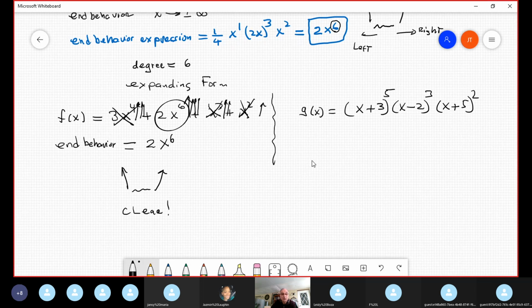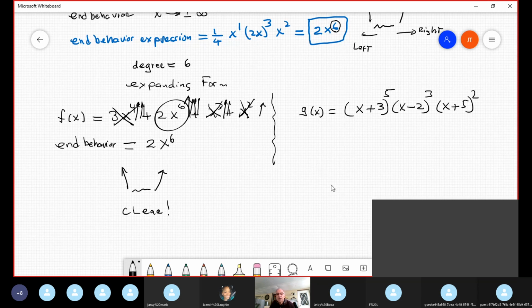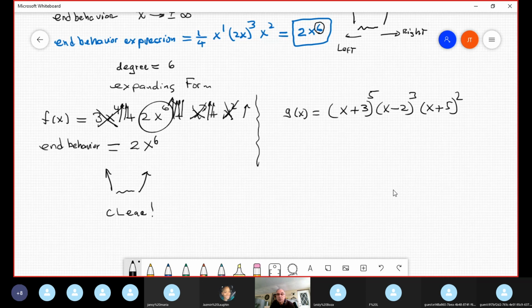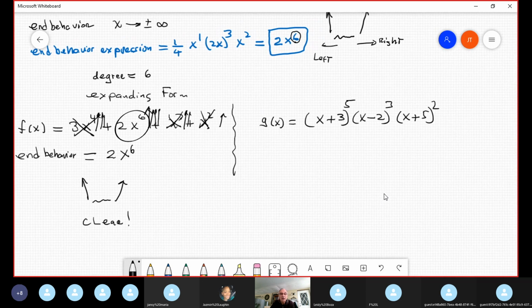Let's see now, when it's in factored form, we can spend a lot of time on multiplication. You spend a lot of time multiplying x plus 3 to the 5th power. This is too long, crazy, no good. But you know that for the end behavior, x goes to infinity. So you ignore these 3, these 2, and this 5. This is nothing.